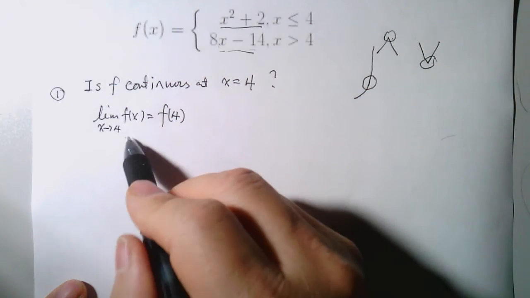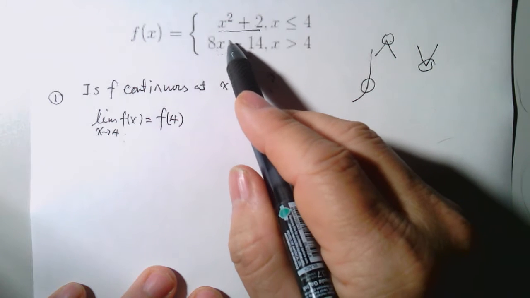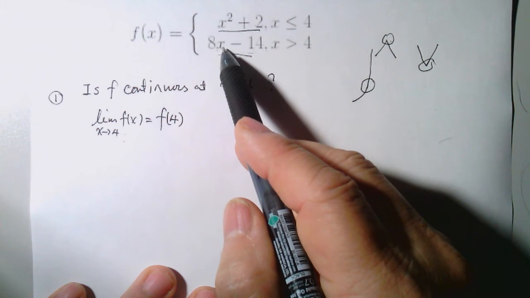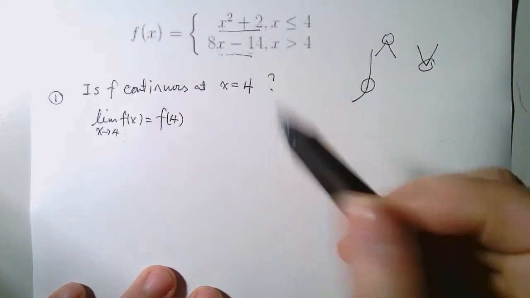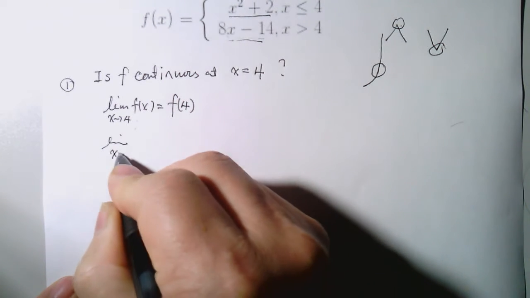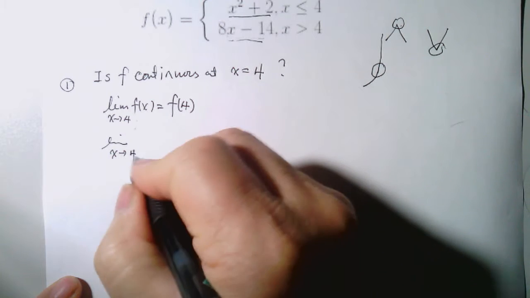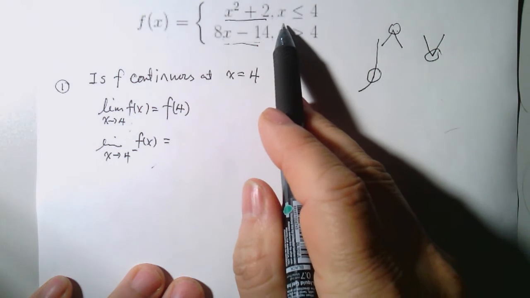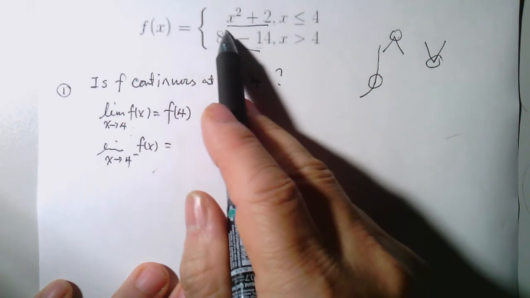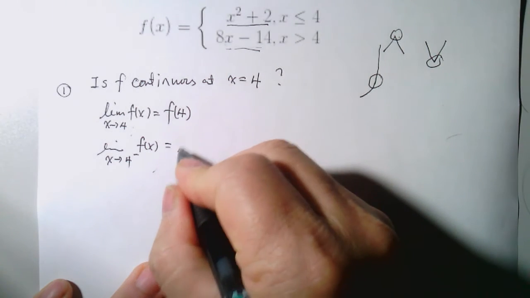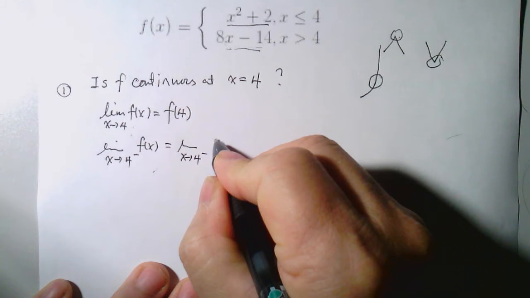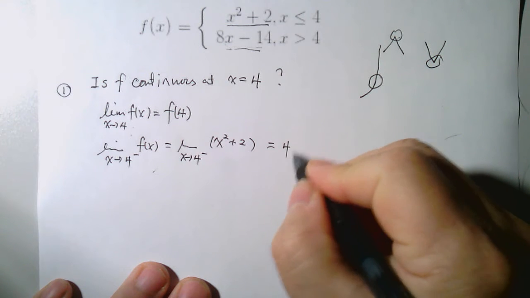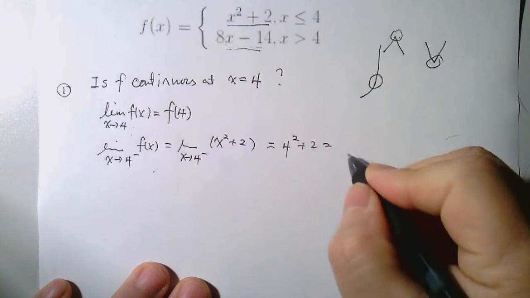Let's take a look at the limit at x equal to 4. Because it's a piecewise defined function, you have to consider the limit from left and from right, and they must be equal. Limit as x approaches 4 from the left: less than 4 means you use this expression, x squared plus 2. So you have 4 squared plus 2, 16 plus 2, which is 18.